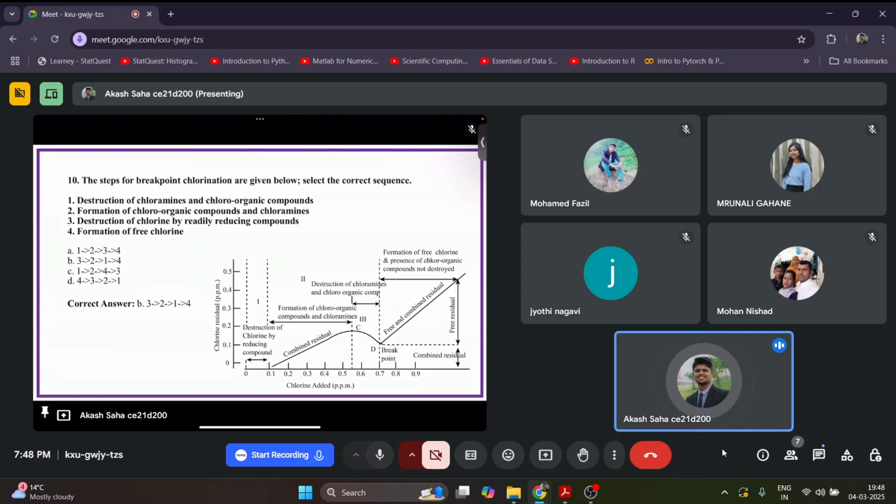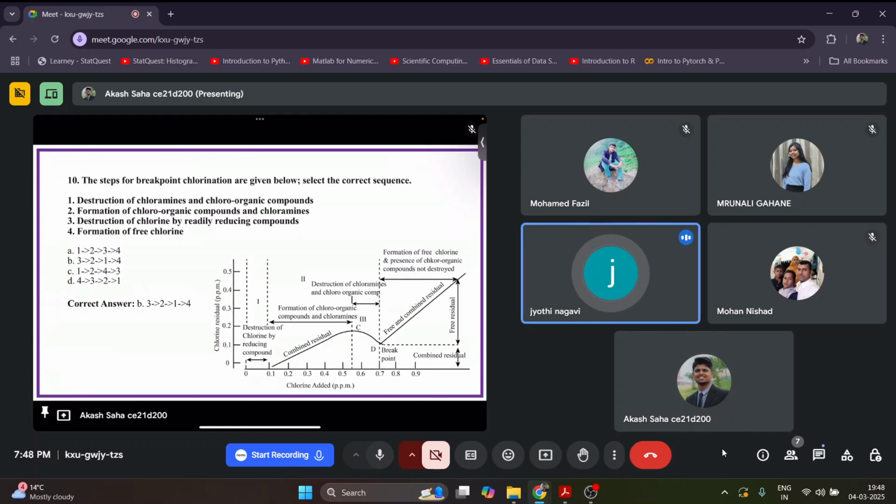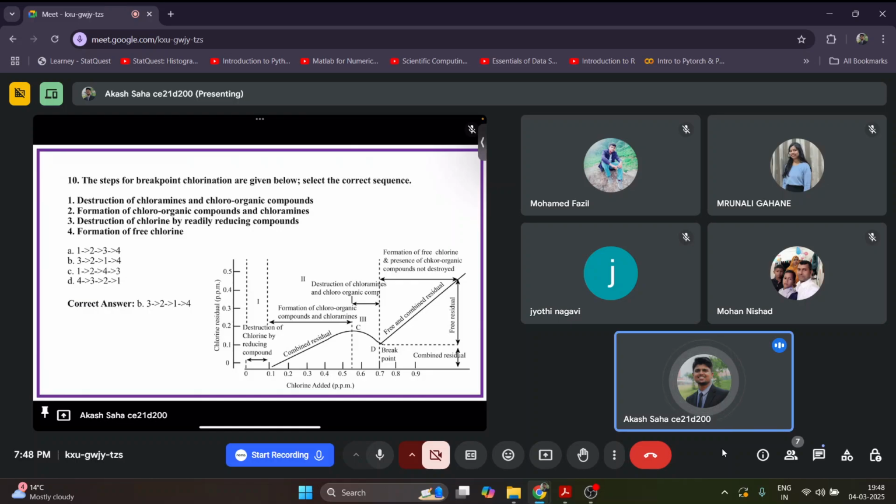So here, what is the breakpoint chlorination dose? Can someone tell me? 0.7. Okay. And what is the combined residual? 1.1. Point one is the combined residual. So after this point, however much chlorine we add, that will remain as the residual. That's why it's known as free residual.